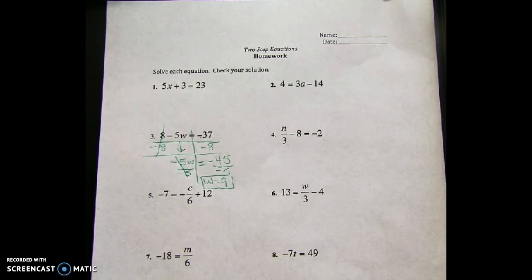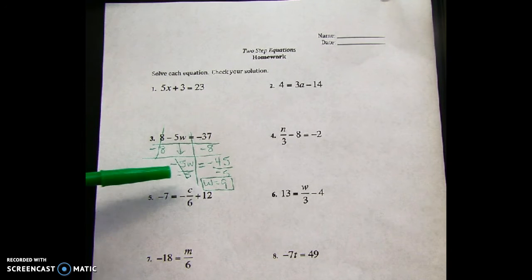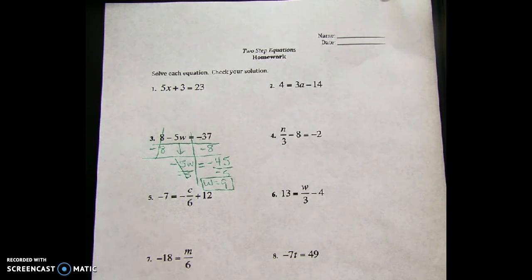So that's number 3. Just make sure you're following your steps. You have 2 steps. You are inversing the constant, and then you are going to get the variable by itself. Let's try number 6.